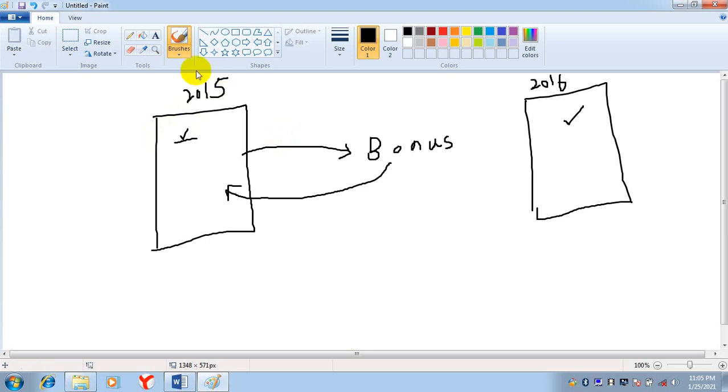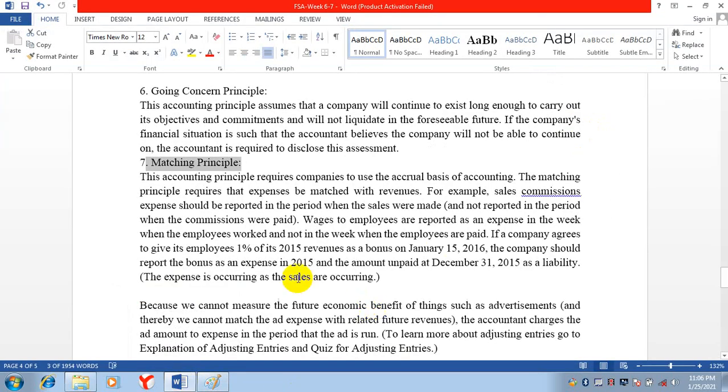Employees worked in 2015, their performance was good, the company announces a bonus. Now, since this bonus is related to 2015 duties, we will record this as an expense in 2015 and not in 2016. This is basically the matching concept.